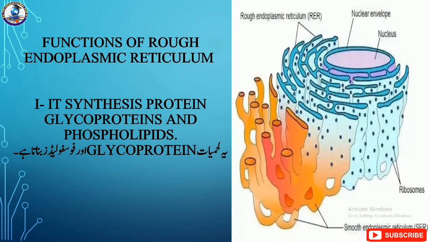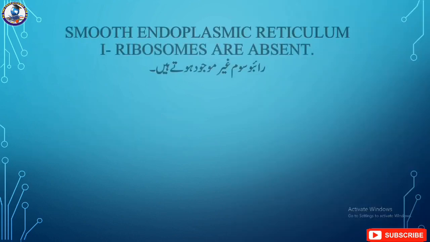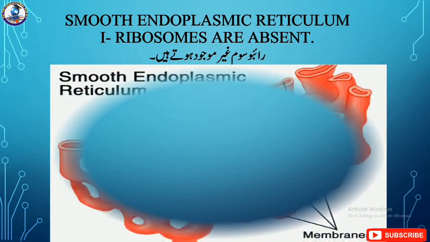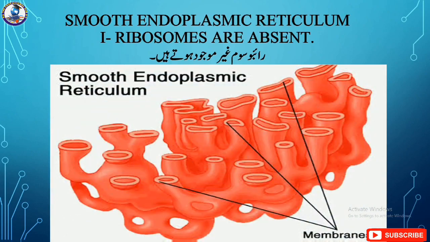The main function of endoplasmic reticulum is to synthesize protein, glycoprotein, and phospholipid. So basically, rough endoplasmic reticulum is a factory for synthesizing protein. Now moving towards the smooth endoplasmic reticulum. They are smooth because ribosomes, which are the protein synthesis factory, are absent in smooth endoplasmic reticulum.